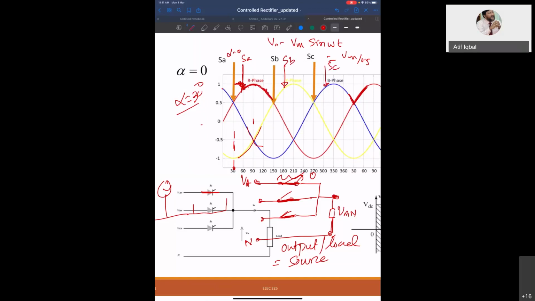Now, this will go up to this point. And then from here onward, you get phase B, and from here onward, you get phase C. This is what you get at the output.